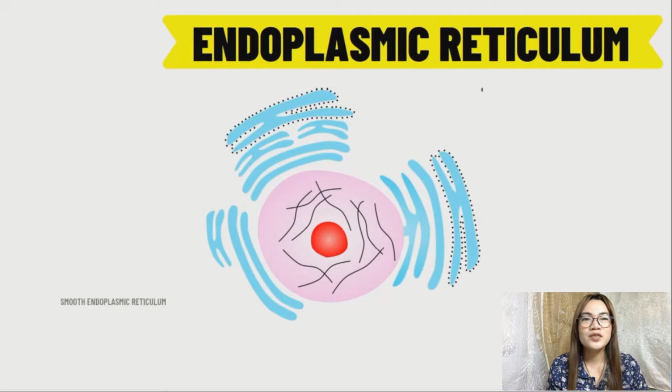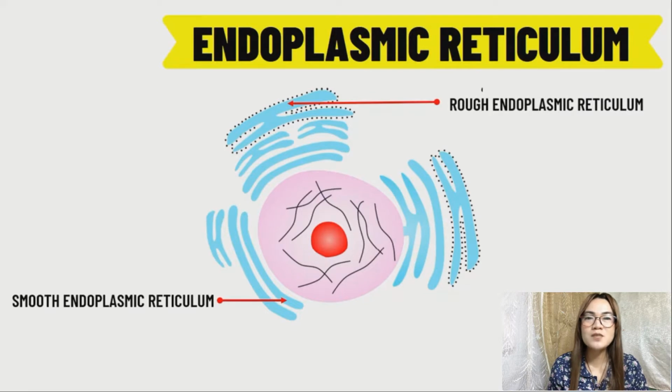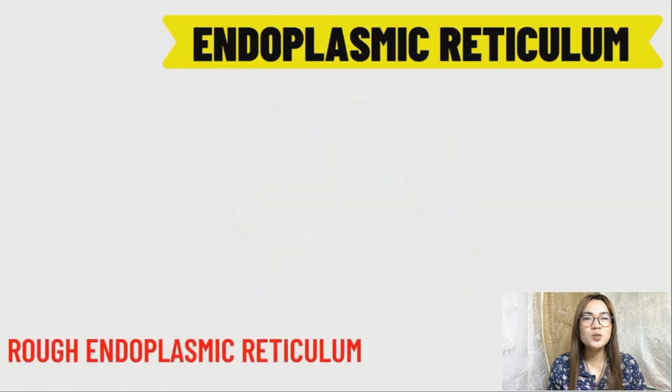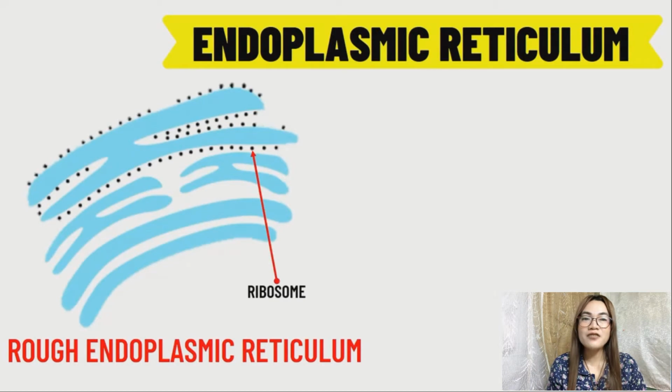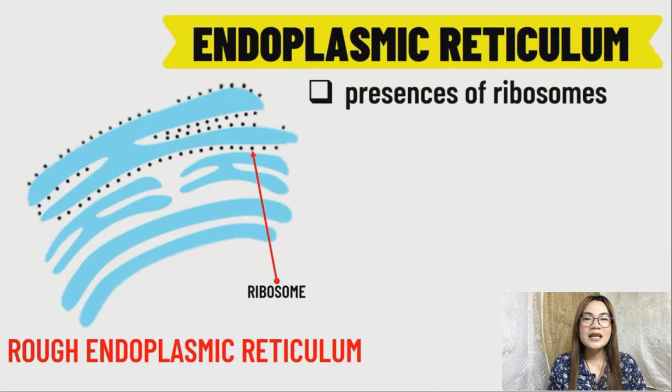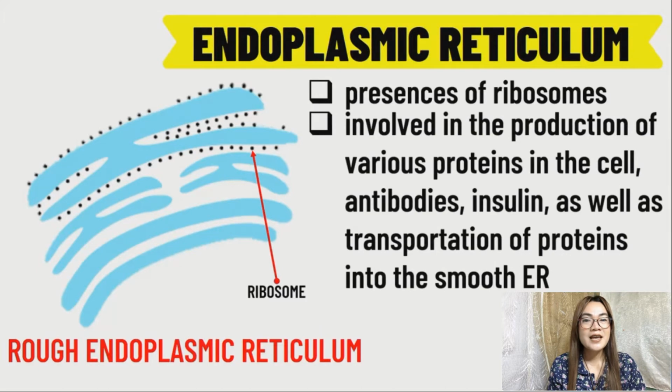Endoplasmic reticulum. There are two types of endoplasmic reticulum, the smooth endoplasmic reticulum and the rough endoplasmic reticulum. The rough endoplasmic reticulum is called rough because it appears rough due to the presence of ribosomes. The rough endoplasmic reticulum is involved in the production of various proteins in the cell, antibodies, insulin, as well as transportation of proteins into the smooth endoplasmic reticulum.